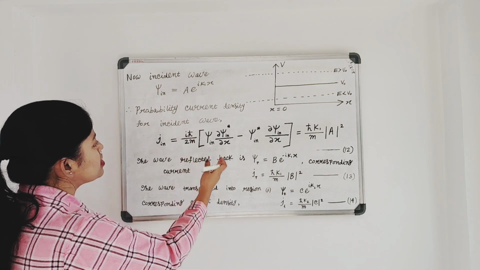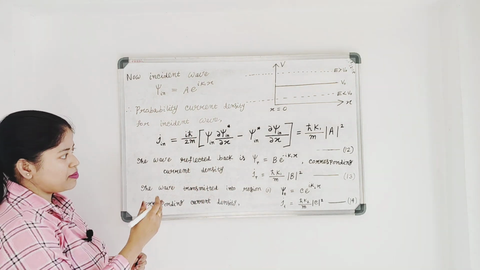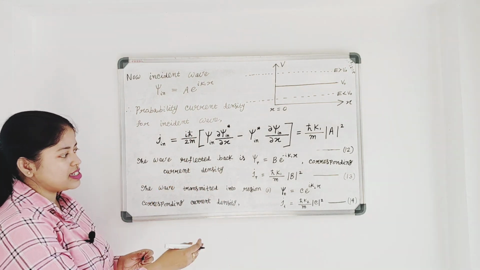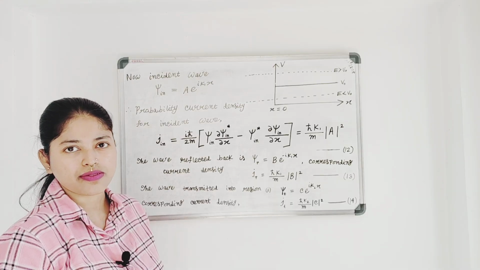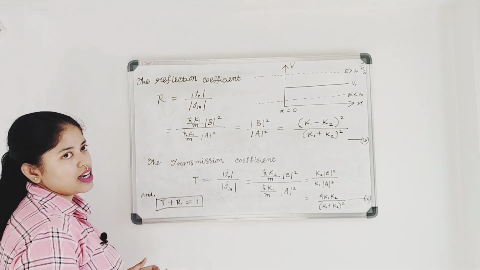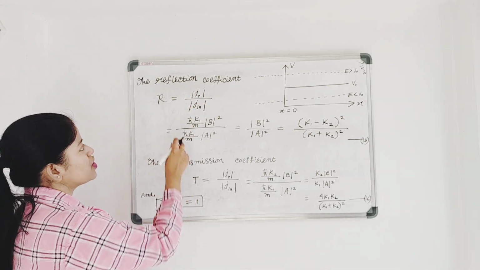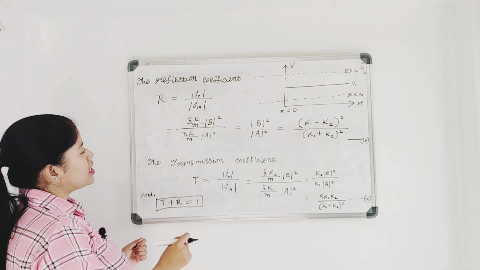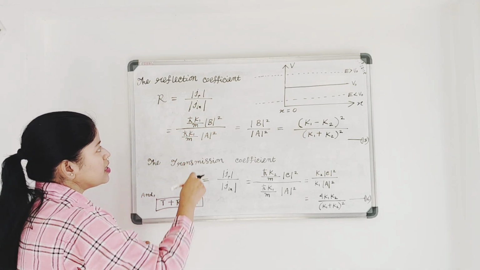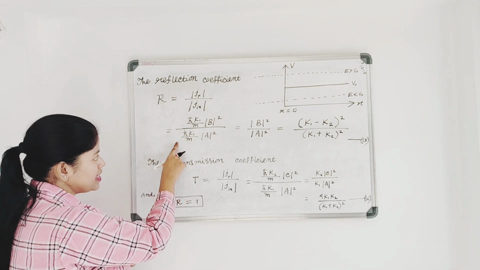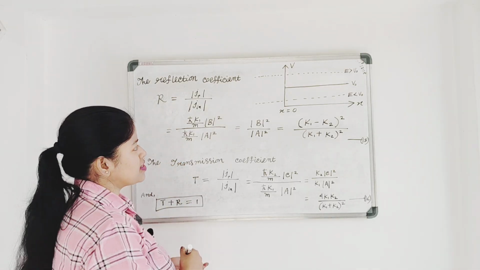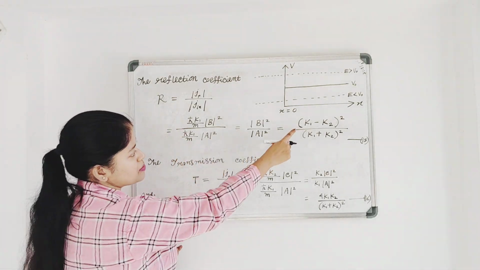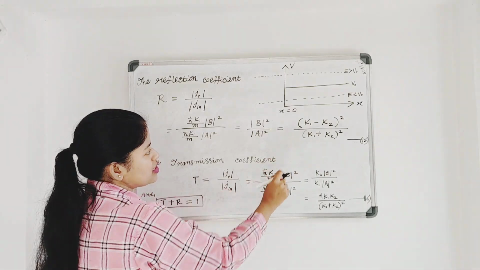Now these are the three expressions of probability current density for the incident, reflected and transmitted waves. The reflection coefficient R is the ratio of the probability current density of the reflected wave to that of the incident wave, that means Jr by J in. Putting the values of Jr and J in as we have calculated previously, we get the expression of R in terms of k1 and k2 in this way.